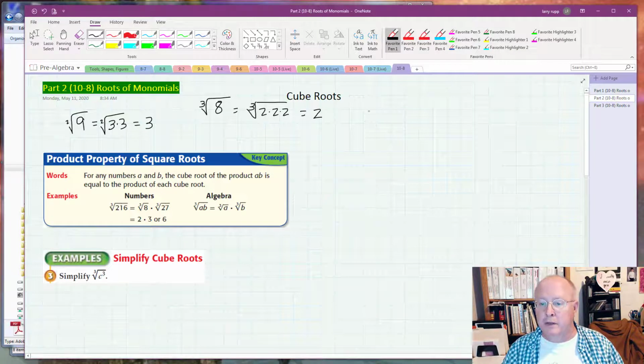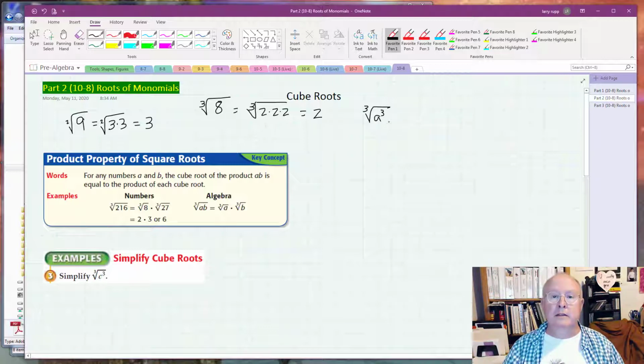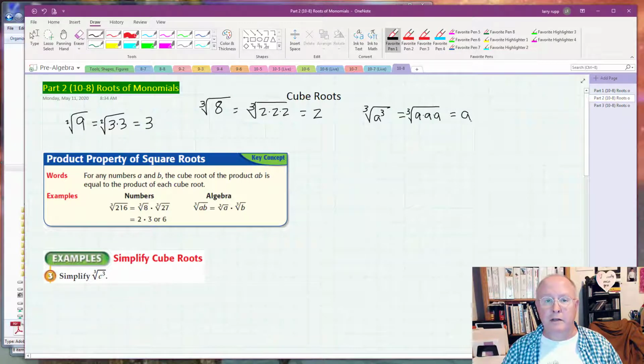So if you had something over here, the cube root of a to the 3rd power, that becomes the cube root of a times a times a, right? Because the exponent tells you how many times to multiply the base together, right? So the cube root of a to the 3rd is just simply a.